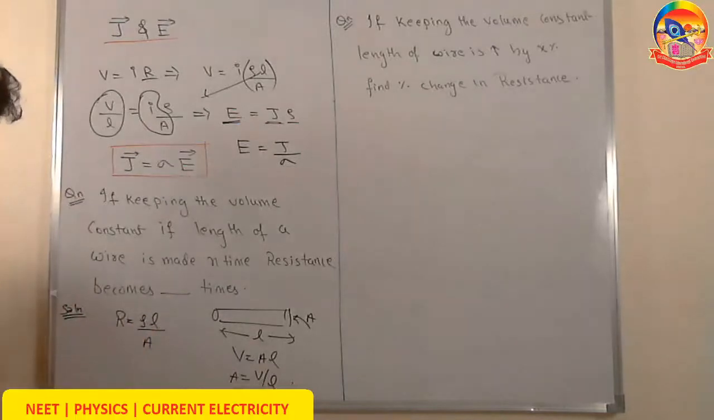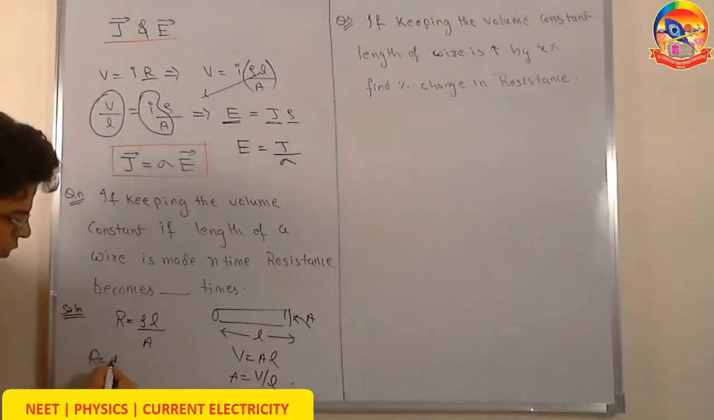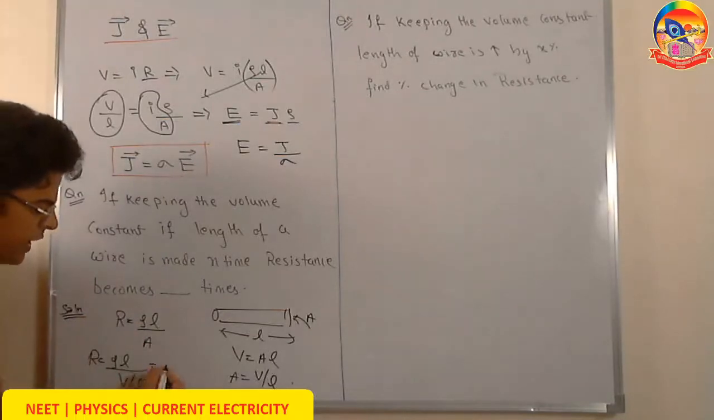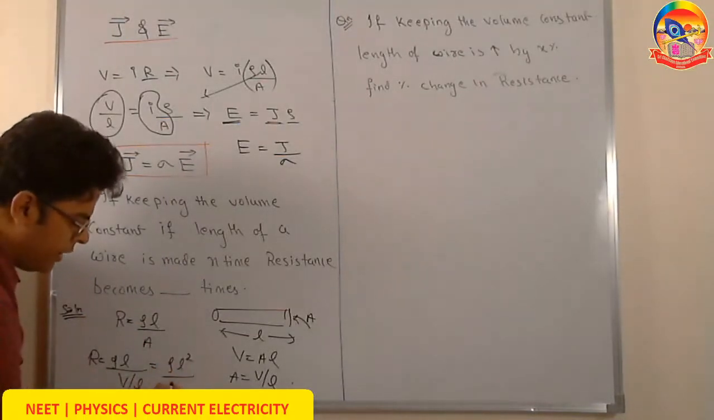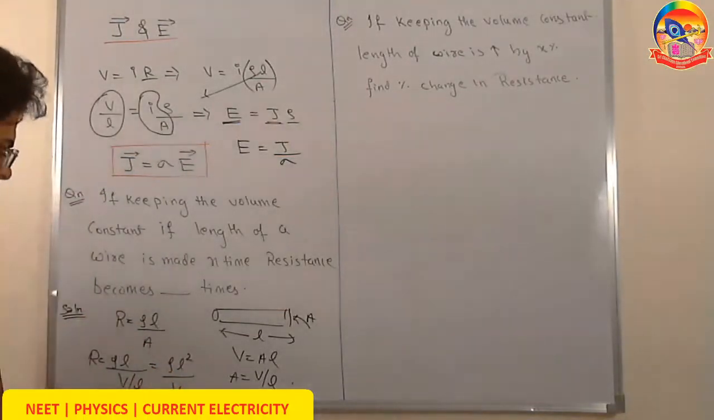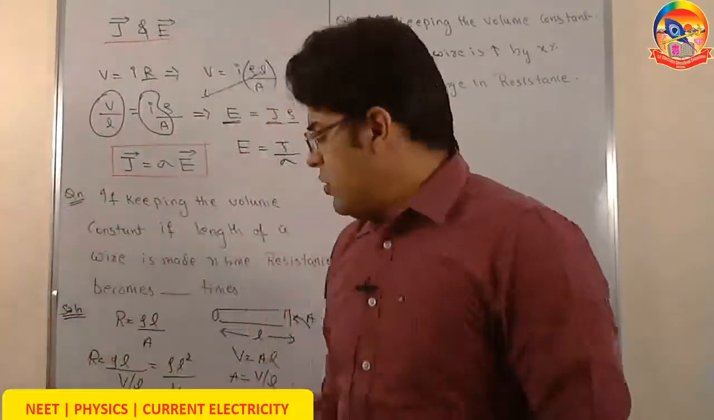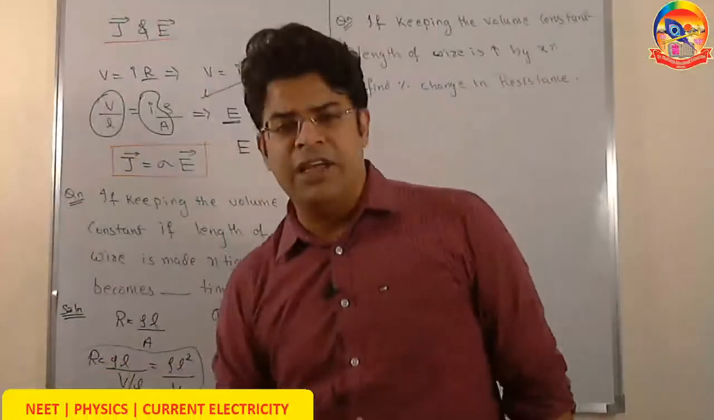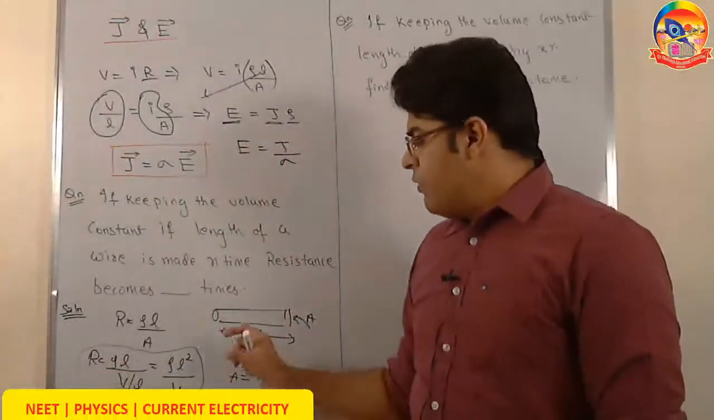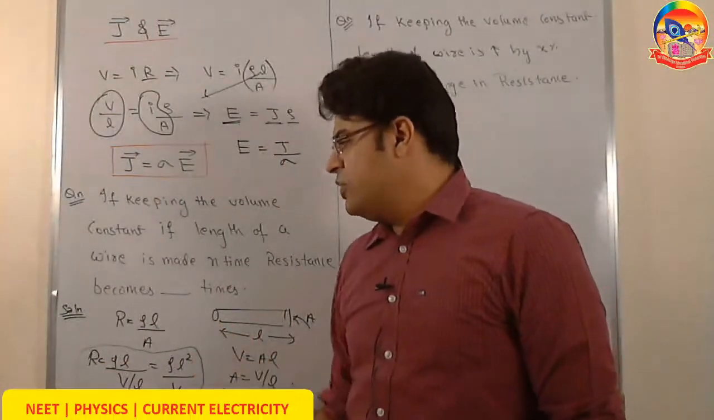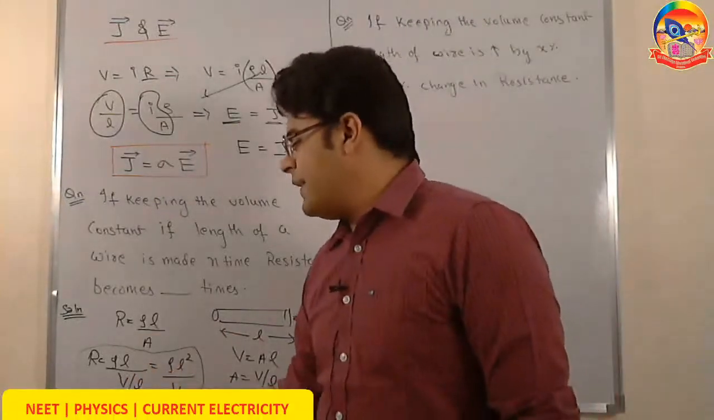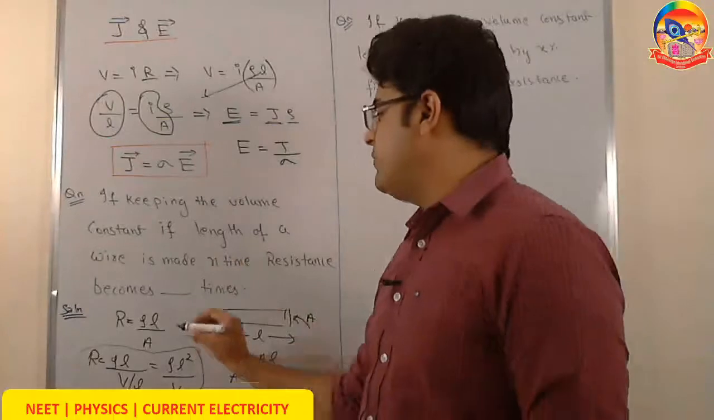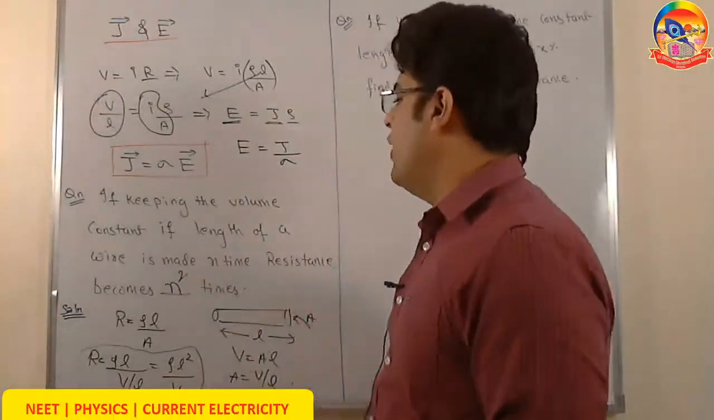Substitute it here. So you can write resistance equals rho L, and in place of cross-sectional area, write V by L. So you get rho L square by V. So now you can see for a wire which stretches in such a way that the volume remains constant, when the length becomes n times, the resistance will become n square times, because now the resistance is proportional to L square. So when the length becomes n times, the resistance becomes simply n square times.